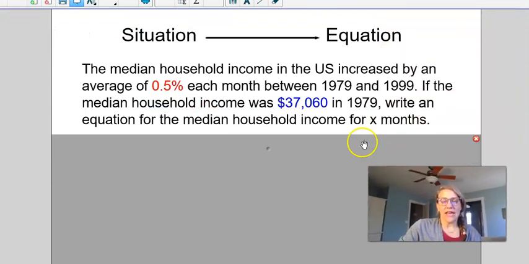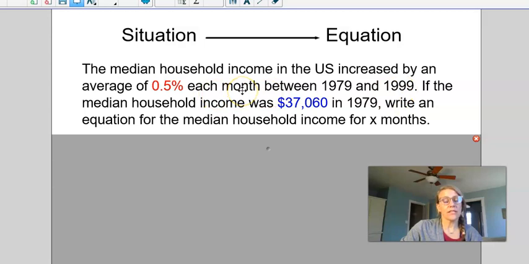Next thing we're going to be looking at is a situation, and we're going to write an equation for it. And this can prove to be a little bit more challenging. I'm using some color in my example to help you see things pop, so you can look for that in yours as well. So the median household income in the US increased by an average of about 0.5%. Okay, this is not 5%, this is 0.5%, so keep that in mind. Each month between 1979 and 1999.